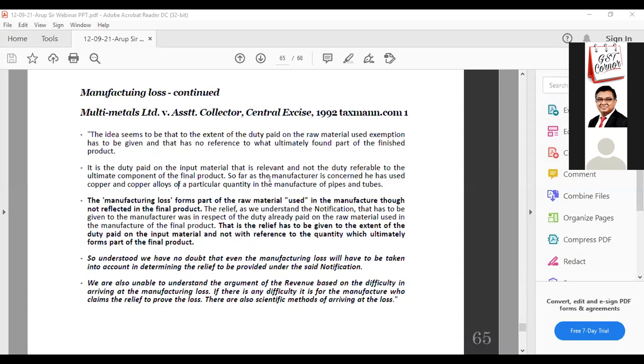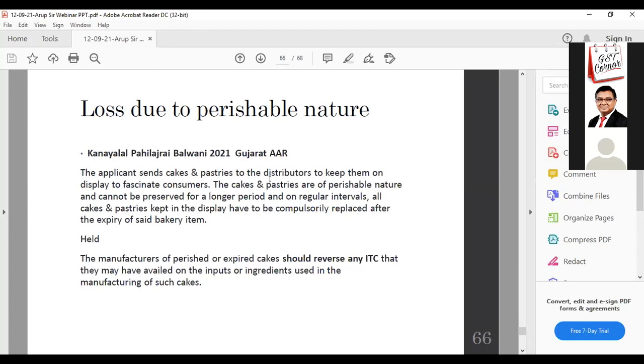Yeah. So here in the matter of Kanhailal Pahilal Jai Balwani in the Gujarat AAR, which is also famously known as the Kanhailal case, the appellant is sending cakes and pastries to distributors and they are set on display. But what happens is, as we know, all these display cakes, which are one or two in number, cannot be used. And after maybe 2 to 3 days, they are returned to the original person who has manufactured them, and the distributor gets a replacement. So this is how it works.